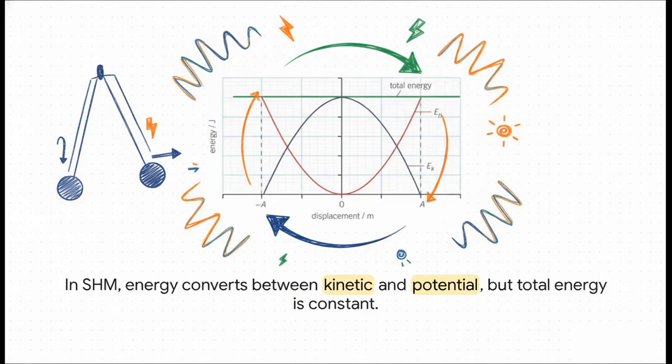Now, here's what's super cool about SHM. It's all about the energy. Think about it. At the very top of the swing, the ball stops for just a split second, right? At that moment, all its energy is stored up. That's potential energy. Then, as it zips down through the center, all that stored energy turns into motion energy, or kinetic energy. It's this beautiful back and forth trade happening over and over. But the amazing part is, the total amount of energy in the system never changes. It stays exactly the same.